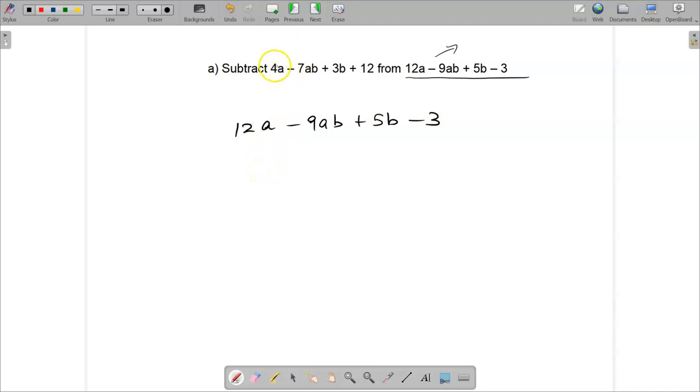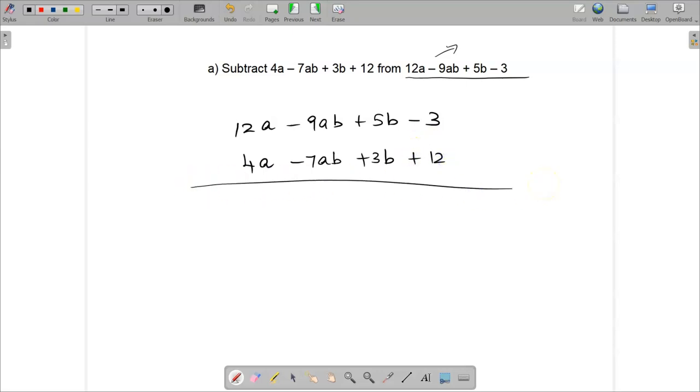Here it is 4a. We need to write it parallel to the a term, so we write 4a. Then the ab term is there, so just write minus 7ab. Then the b term is there in the first expression, so just write the third term parallelly. Then the constant term is there, so here also write the constant term parallelly.